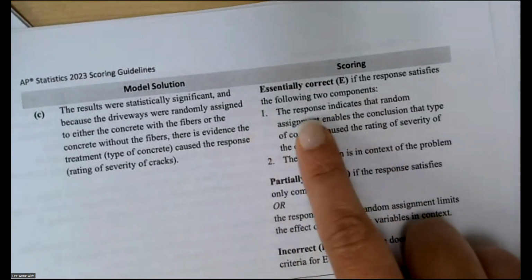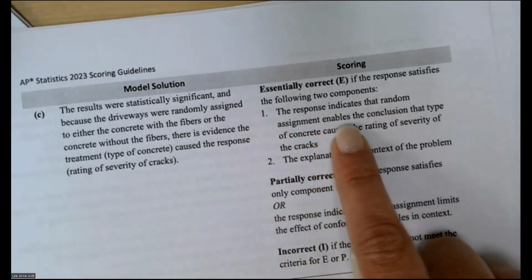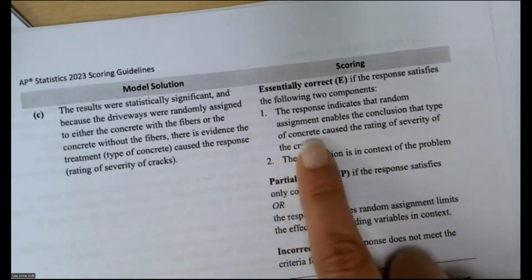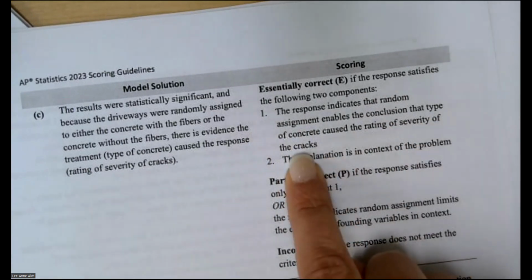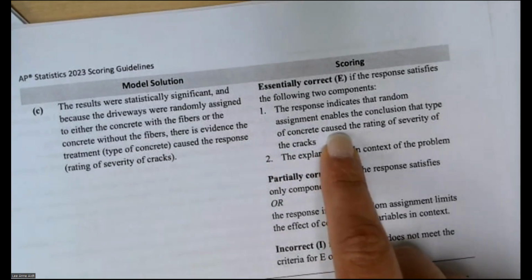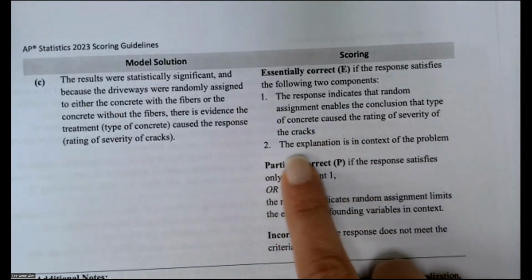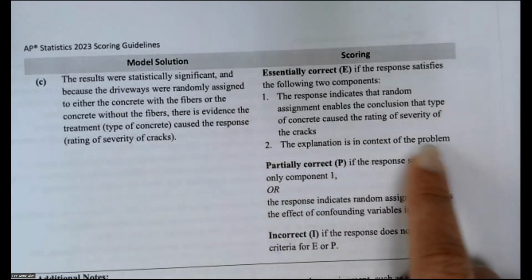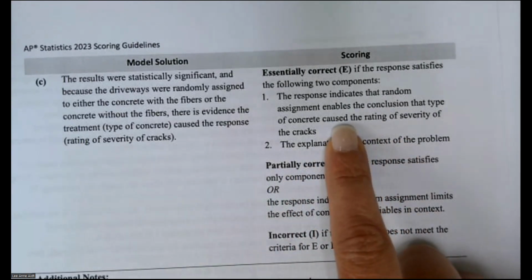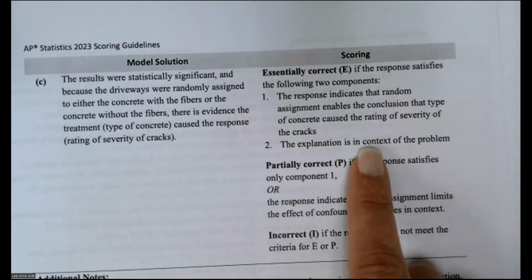Response satisfies 2 components. Random assignment enables the conclusion that the type of concrete caused the rating of severity. So you want to say something about cause and effect because it's an experiment. And the explanation is in context. So you just need to say something about cause and effect and context.